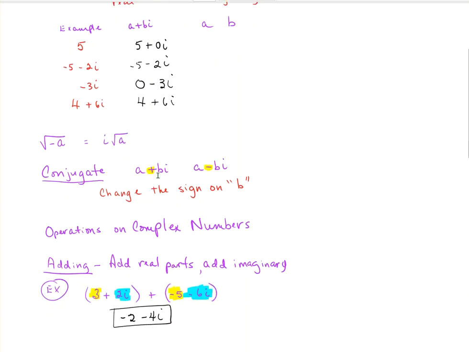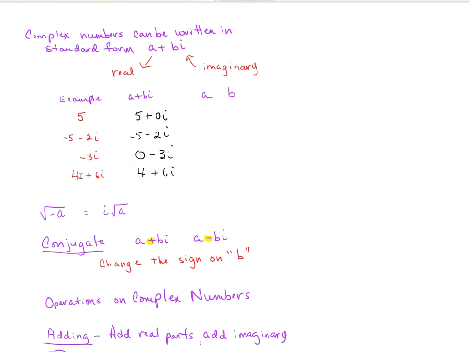Conjugates. Every complex number has a conjugate, and all that happens is you change the sign on b. So the conjugate of 4 plus 6i would be 4 minus 6i. The conjugate of -5 minus 2i would be -5 plus 2i.